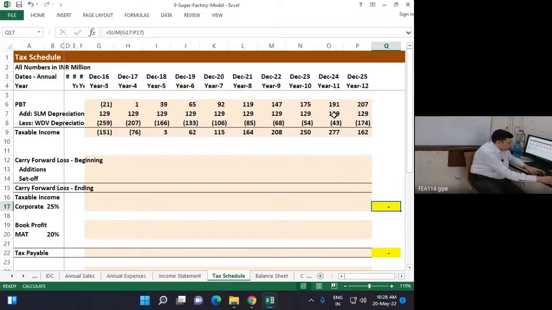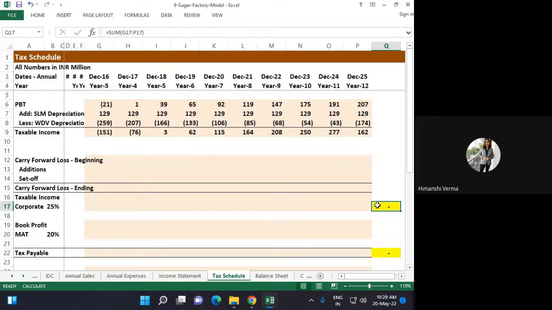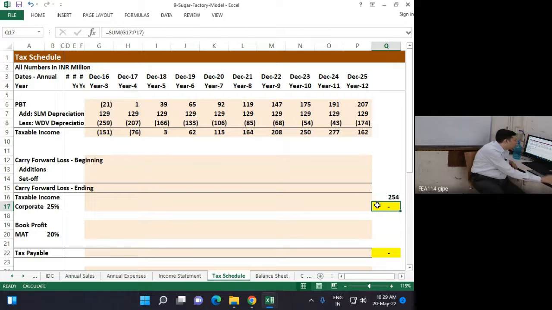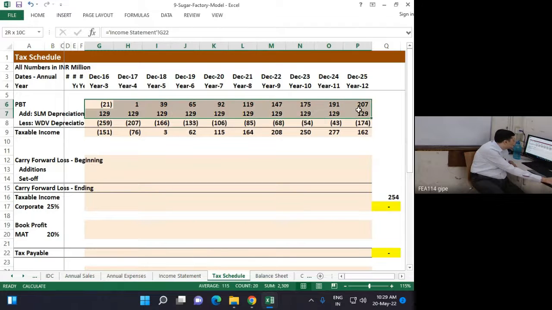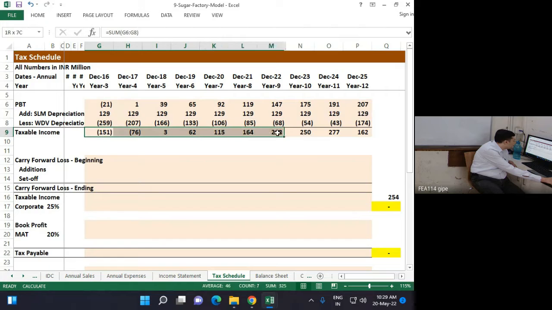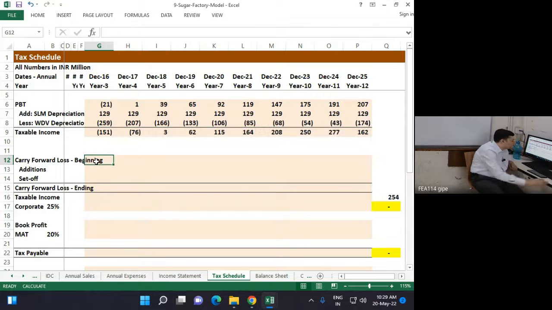Yes, even online. Any answer in cell Q17? Yeah, it will be dash in the last 3 4 years. Sir, is it 254? Here 254. Okay, let's see. Correct. 254 is right. Good.